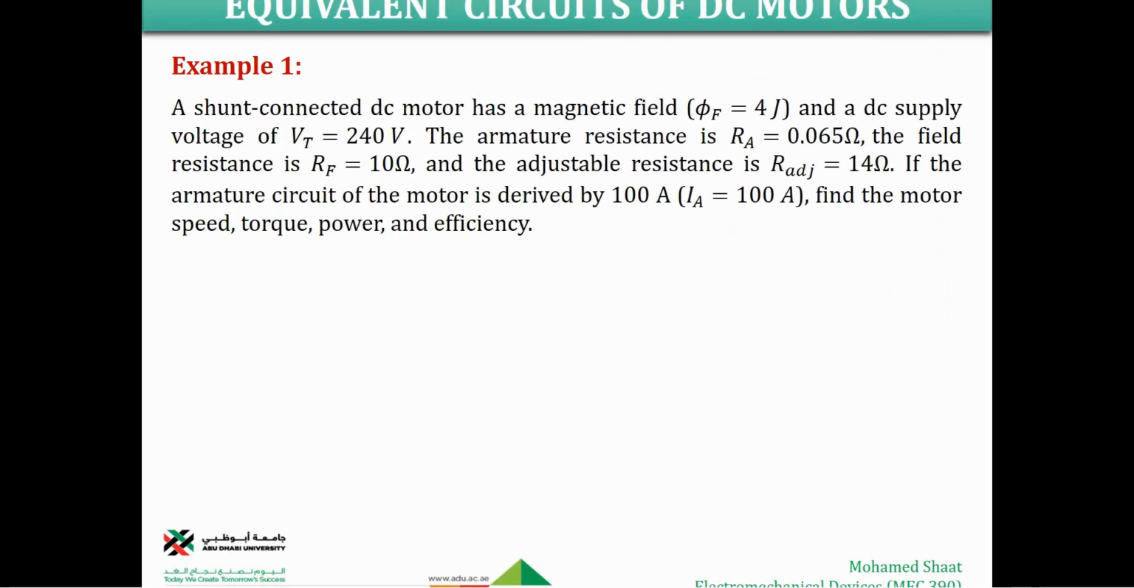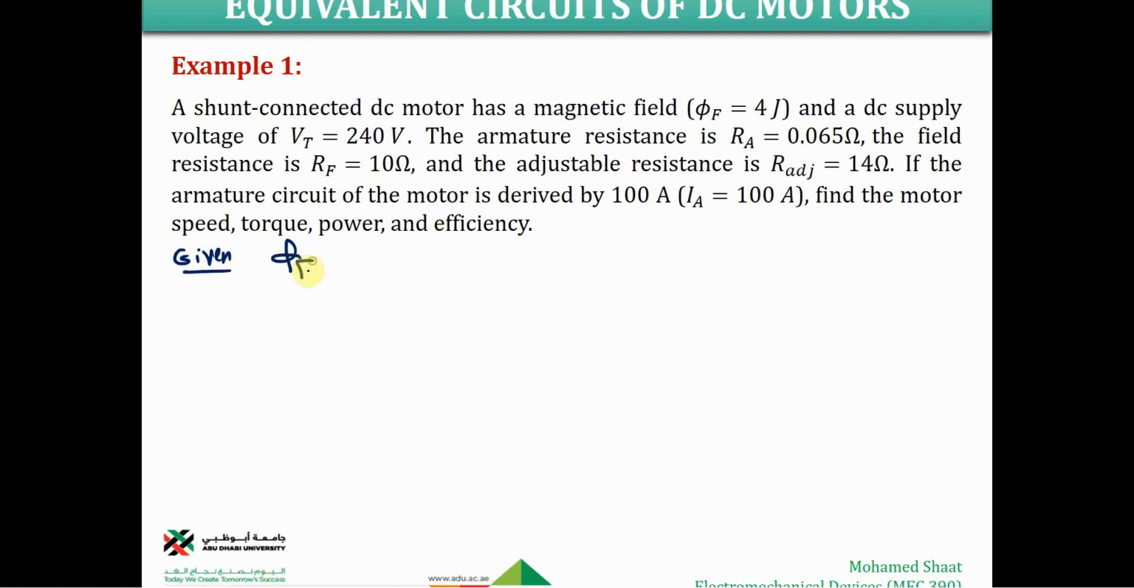So let us consider this example here of a shunt connected DC motor that has a magnetic field of 4 joules. Vf is already given. So let us write down here the given data. Let me use a different color.